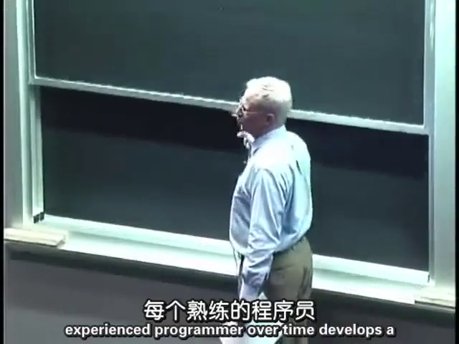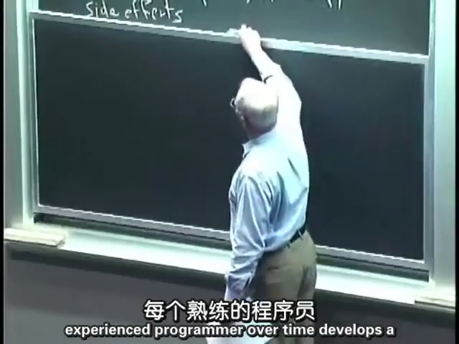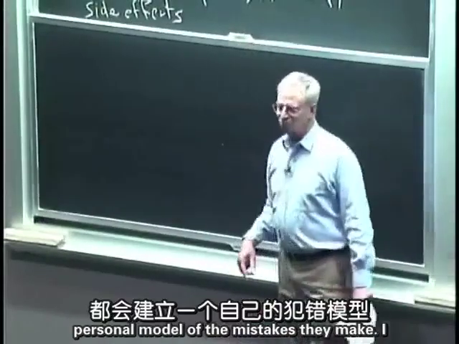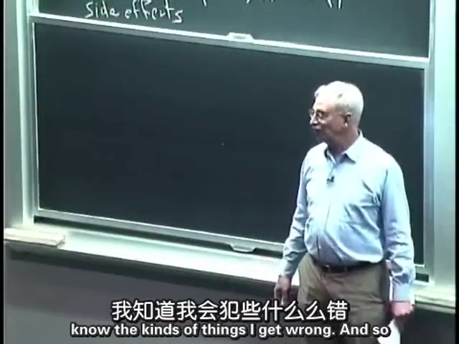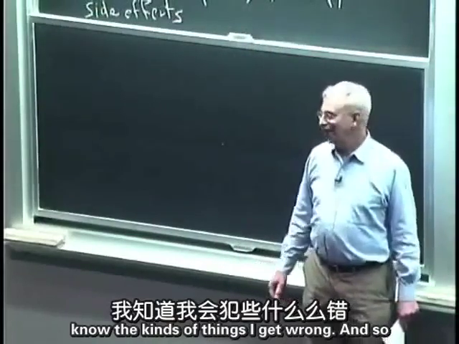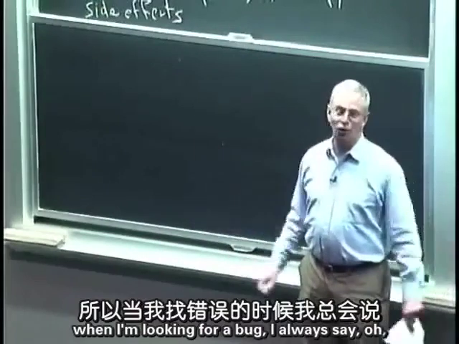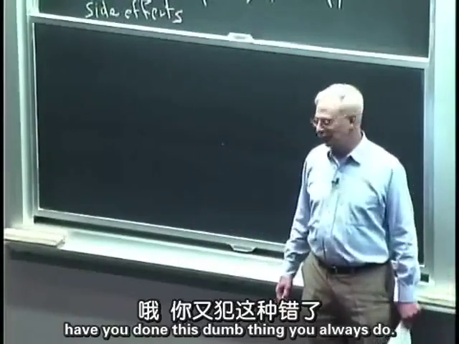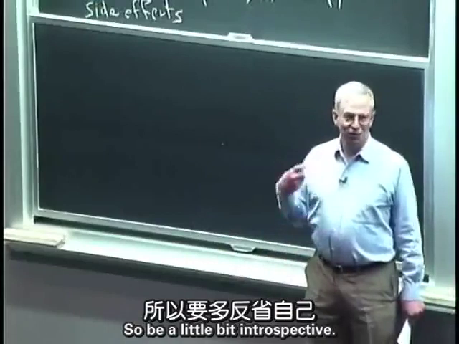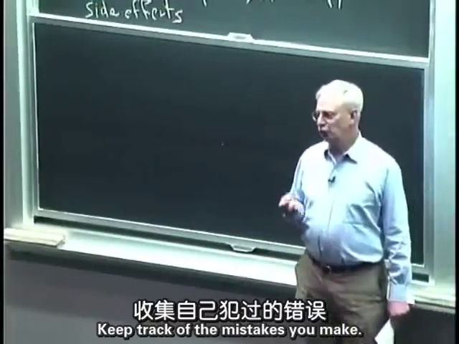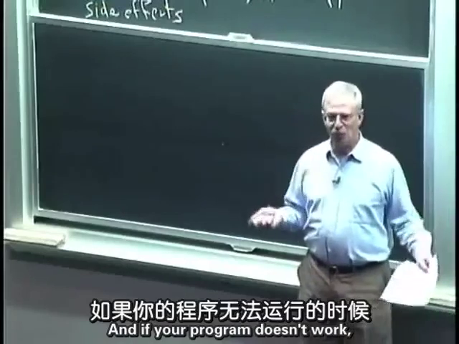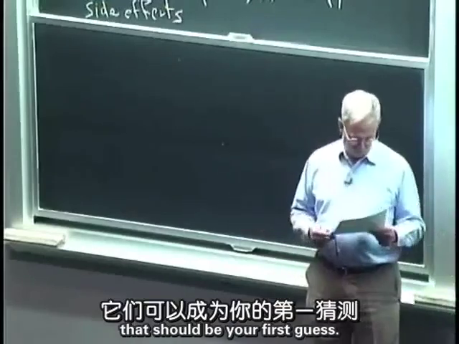Every experienced programmer over time develops a personal model of the mistakes they make. I know the kinds of things I get wrong. And so when I'm looking for a bug, I always say, oh, have you done this dumb thing you always do? So be a little bit introspective. Keep track of the mistakes you make. And if your program doesn't work, that should be your first guess.